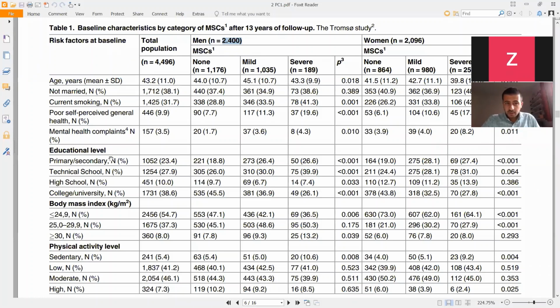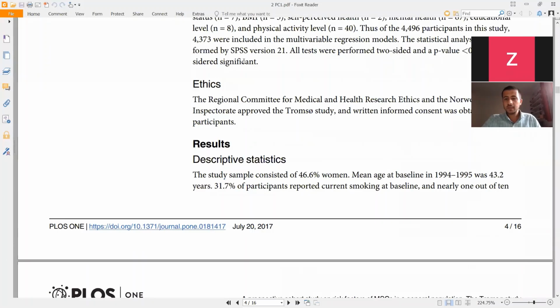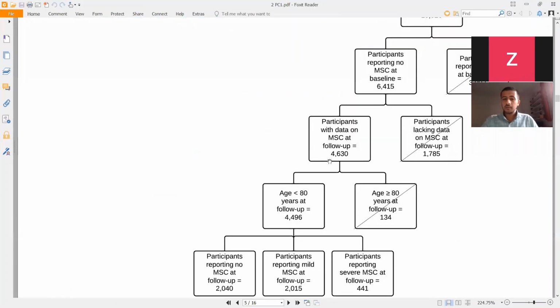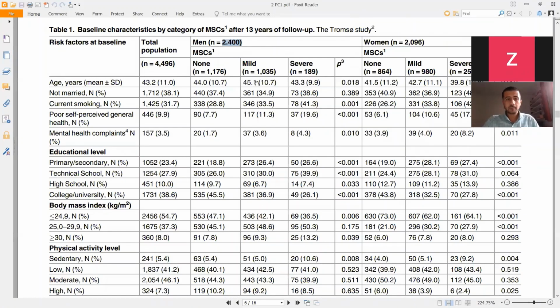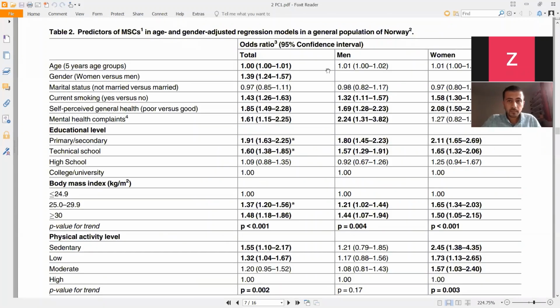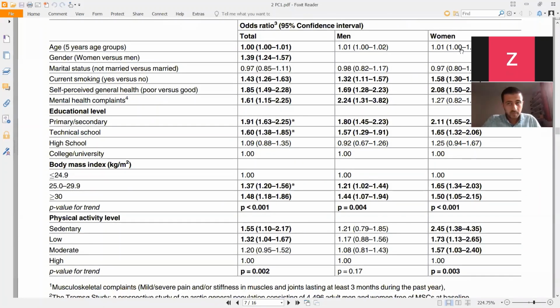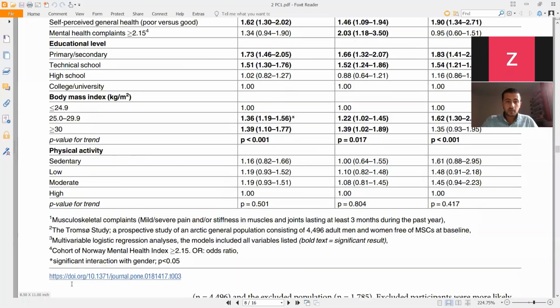The educational level, body mass index, physical activity. So what can we suggest they are doing? They are seeing what the risk factors for MSC are, and we don't know what MSC is. If you can see here, those who are reporting MSC, participants reporting no MSC, then we are collecting the risk factors for MSC. And they are comparing men and women. What we have here is odds ratio, and we will talk about it. This is a number for association between a risk factor and an outcome. Body mass index, and the numbers continue.